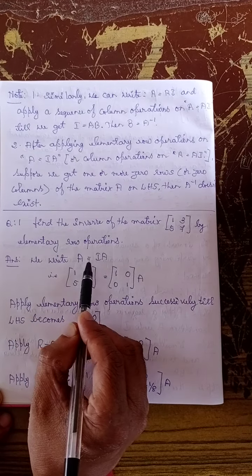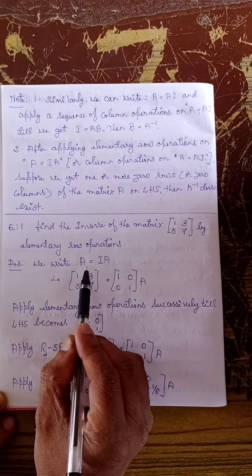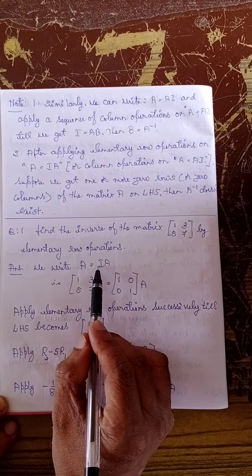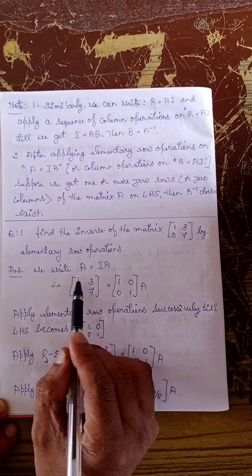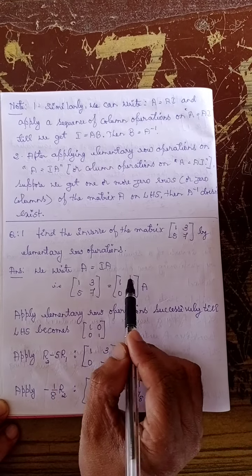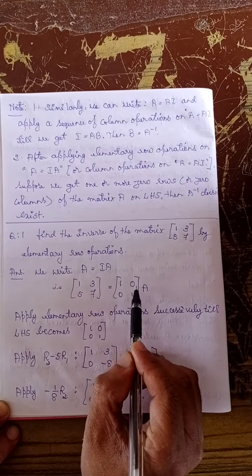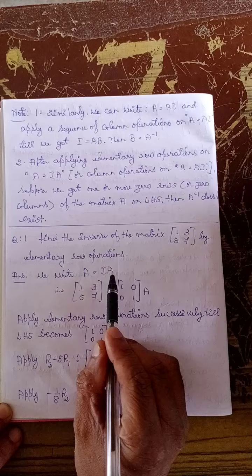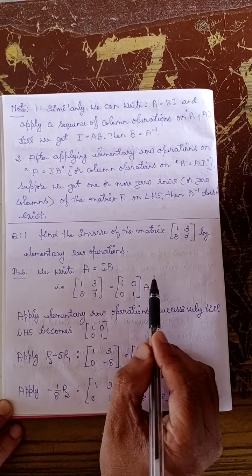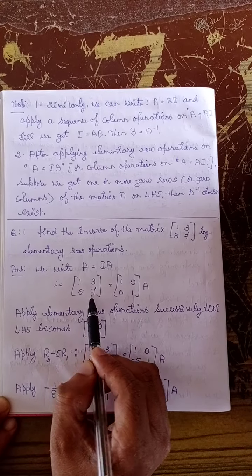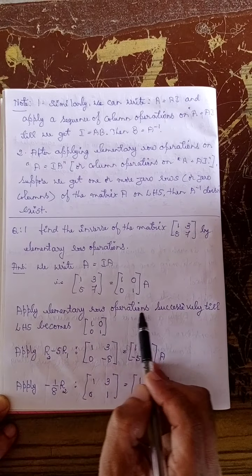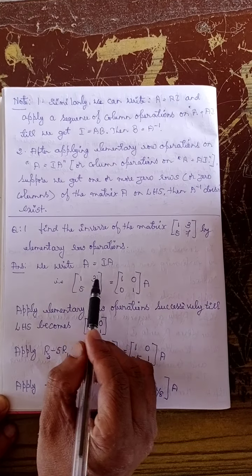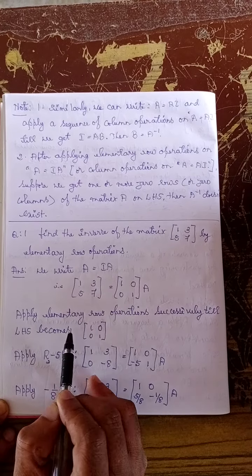Now we write A is equal to I into A. That is, the matrix A, given as 1, 3, 5, 7, is equal to the identity matrix corresponding to the given matrix of the same order. Here this matrix has order 2 cross 2, therefore we select the same order identity matrix, that is, the 2 cross 2 identity matrix 1, 0, 0, 1, into A. We need not write A again, we can write just A because A is already written here. Now apply elementary row operations successively till this matrix is converted into the identity matrix 1, 0, 0, 1.